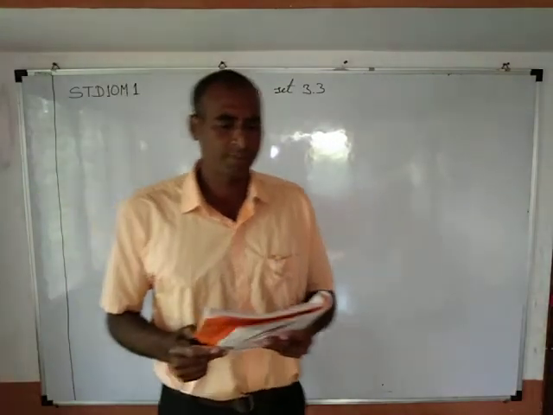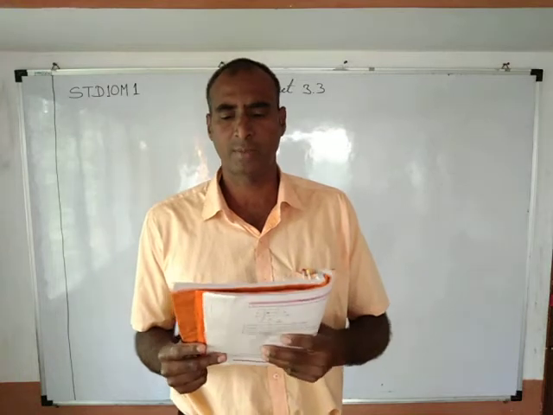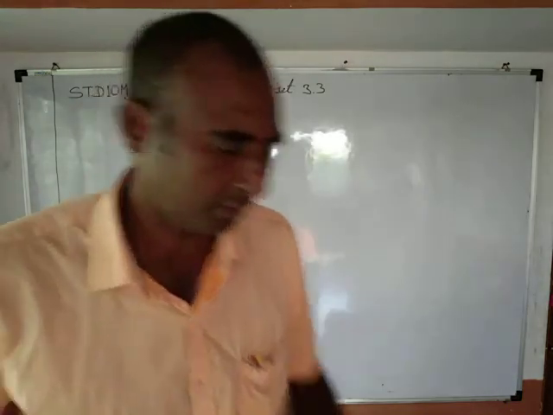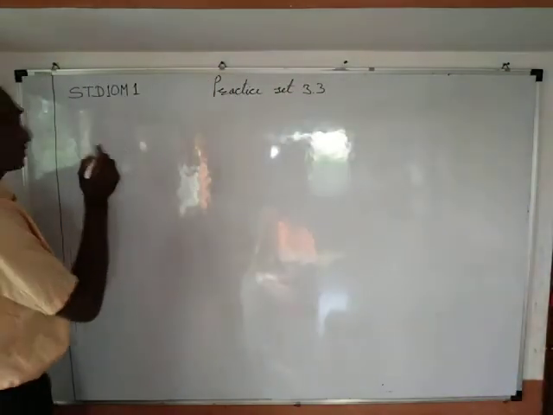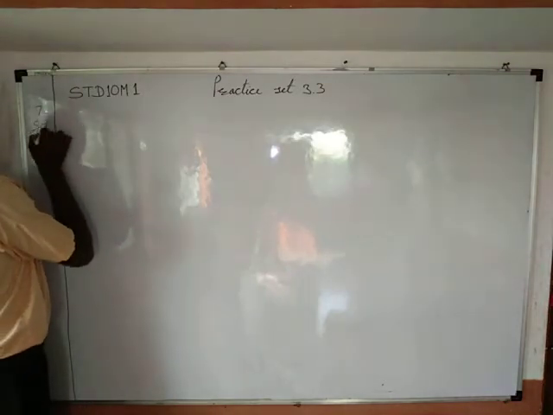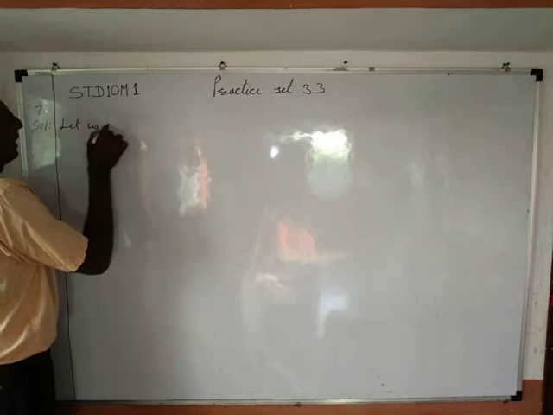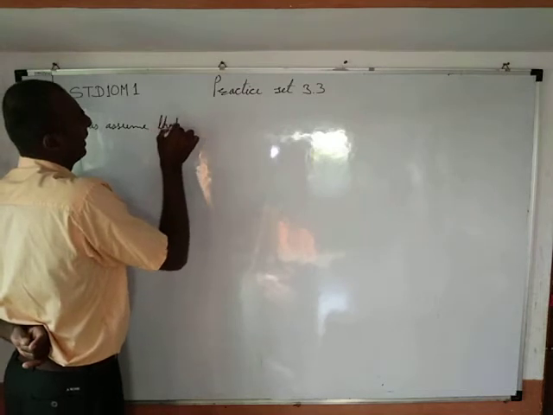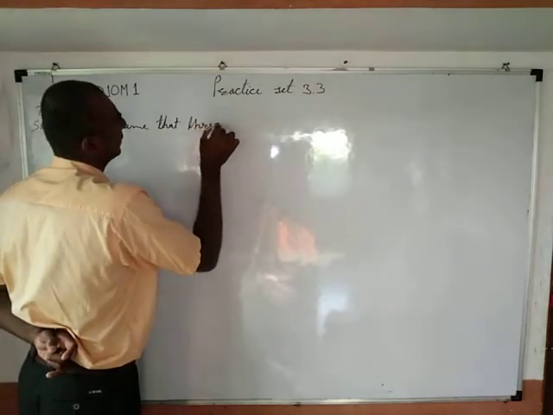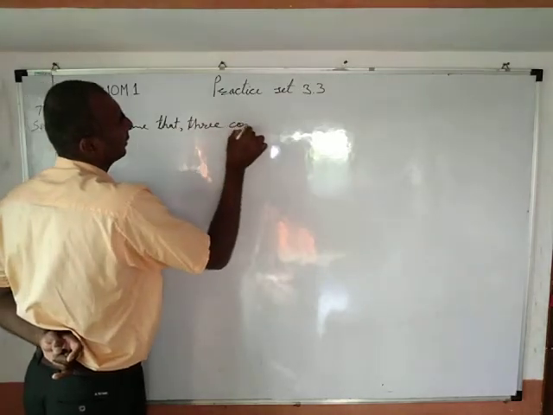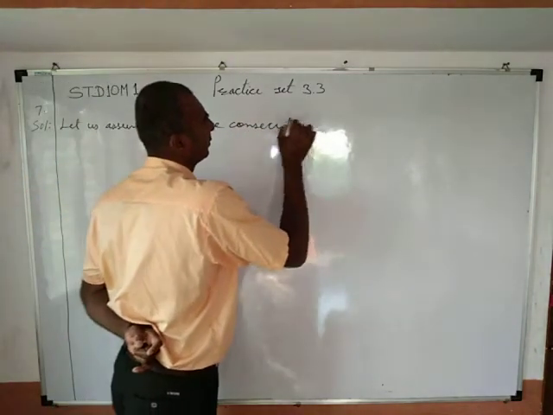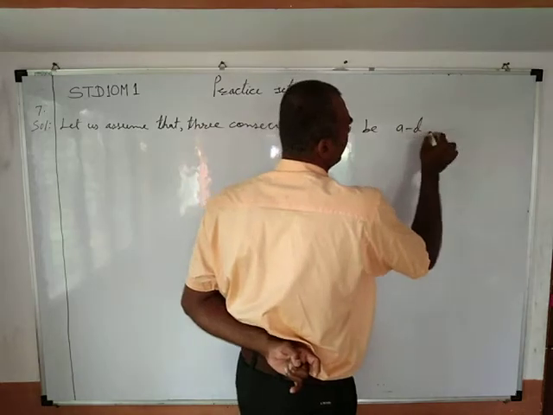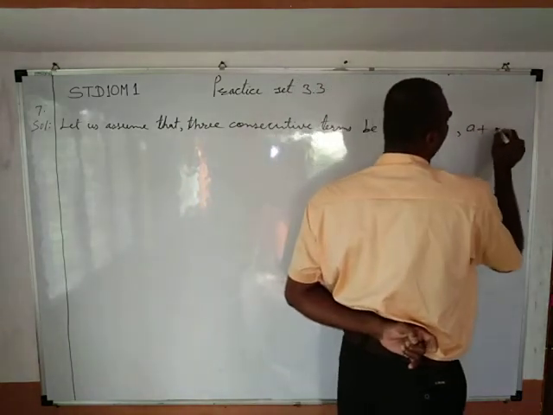Let's see question 7th. In an AP, the sum of 3 consecutive terms is 27 and their product is 504. Find the terms. Okay. Question 7th. Solution. Let us assume that the consecutive terms be A minus D, A and A plus D.